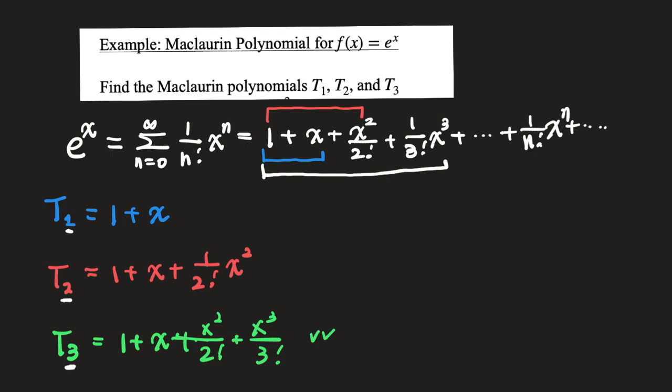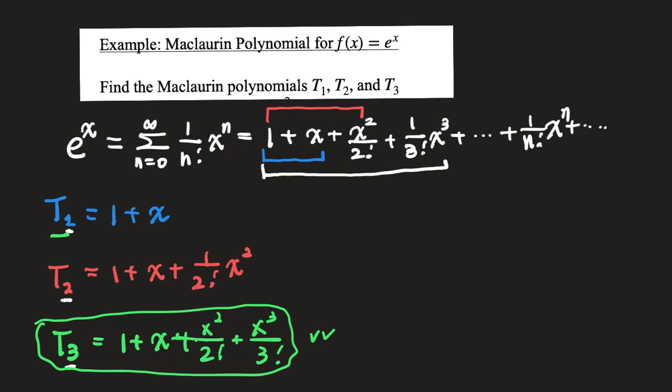Definitely the last one, because it has 4 terms. So this one is much closer to e to the x. But there is a trade-off. If you use more terms, you take more time, but you get a value closer to e to the x. With T1, there are fewer terms and it's easy to calculate, but at the same time it gives much bigger errors.